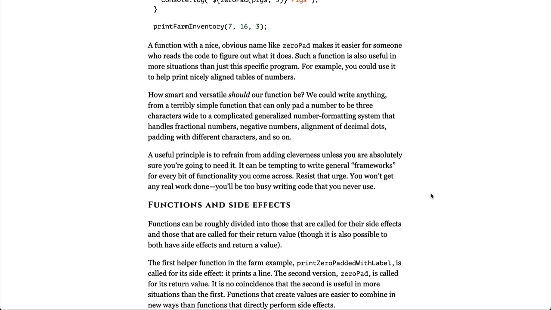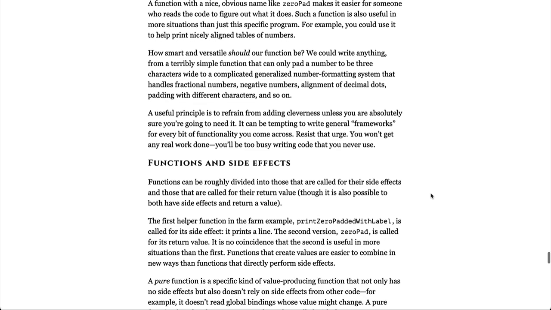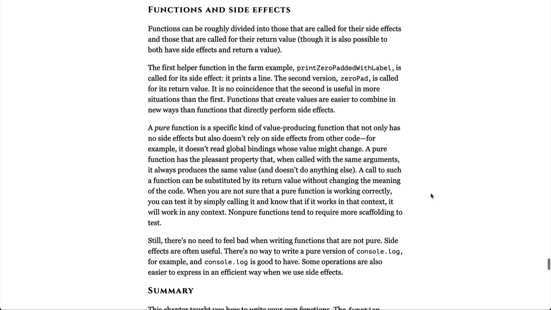We could write anything from a terribly simple function that can only pad a number to be 3 characters wide to a complicated generalized number formatting system that handles fractional numbers, negative numbers, alignment of decimal dots, padding with different characters, and so on. A useful principle is to refrain from adding cleverness until you are absolutely sure you're going to need it. It can be tempting to write general frameworks for every bit of functionality that you come across. Resist that urge. You won't get any real work done, but you'll be too busy writing code that you'll never use.